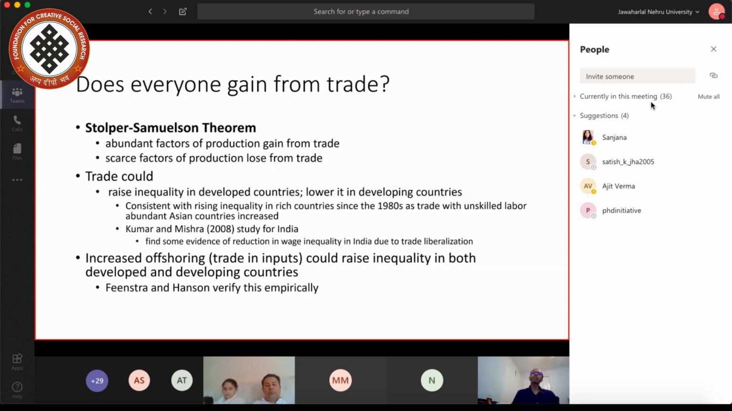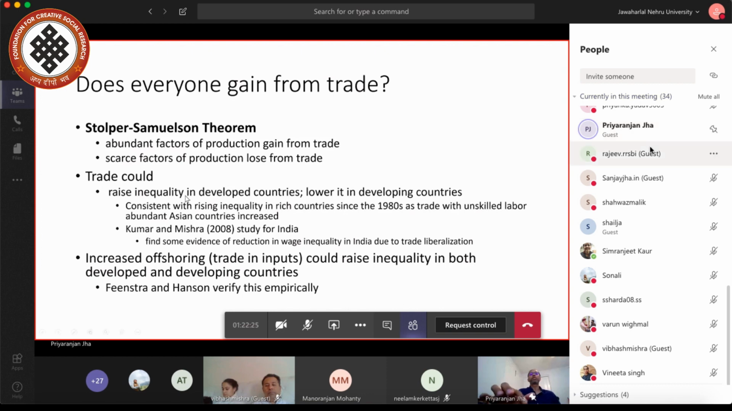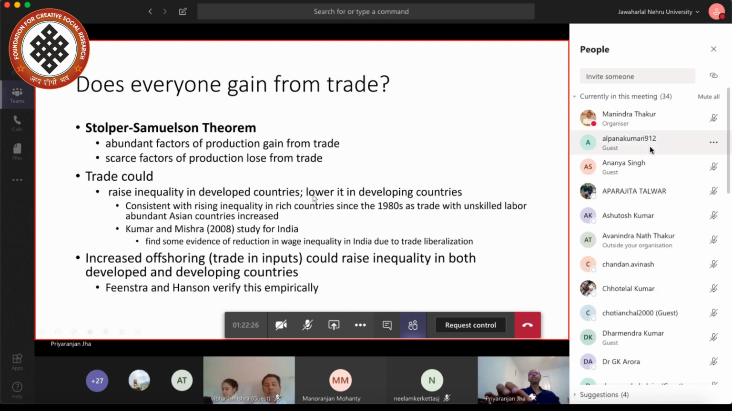So some factors of production are going to gain, and some factors of production are going to lose. In general, abundant factors of production gain from trade, and scarce factors of production lose from trade. This clearly means that trade is producing winners and losers. And if you think about the trade between developed and developing countries these days, it could potentially raise inequality in developed countries and lower it in developing countries.